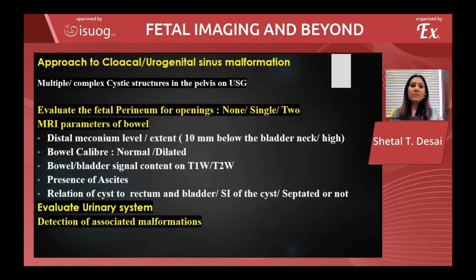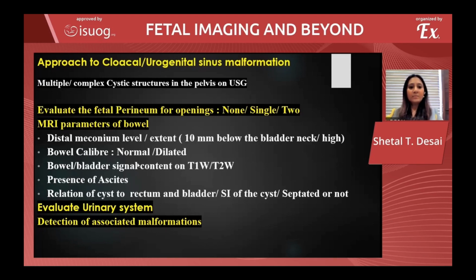Now, whenever a complex cystic structure is seen on ultrasound in the pelvis, the first step we do is evaluate the fetal perineum either on ultrasound or MRI and look for the number of openings. Then we evaluate the bowel parameters on MRI, starting with the level of meconium signal, which is whether we look for its presence either above, at, or below the level. 10 millimeter below the bladder neck is a normal level of the rectal cul-de-sac.